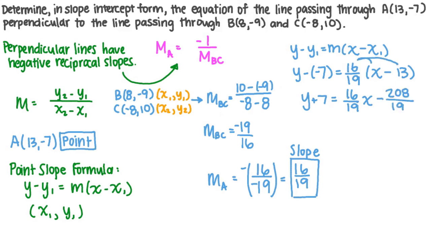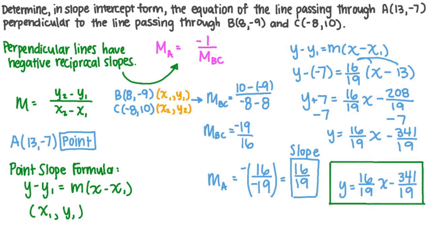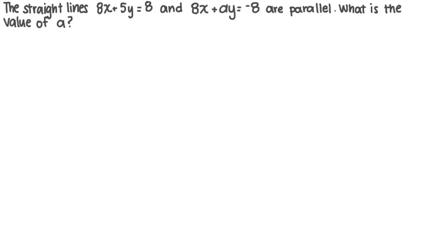And 16 over 19 times negative 13 equals negative 208 over 19. Since we want the equation in slope-intercept form, we need to get y by itself by subtracting 7 from both sides. Negative 208 over 19 minus 7 is negative 341 over 19. This line, y equals 16 over 19x minus 341 over 19, is perpendicular to the line BC and passes through point A. Here's another example involving parallel lines.